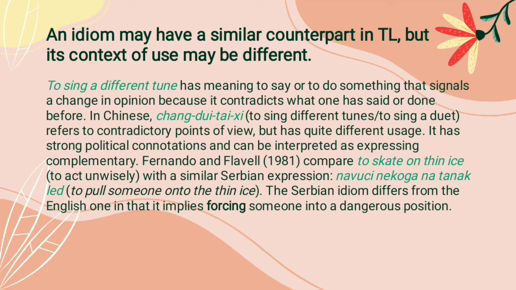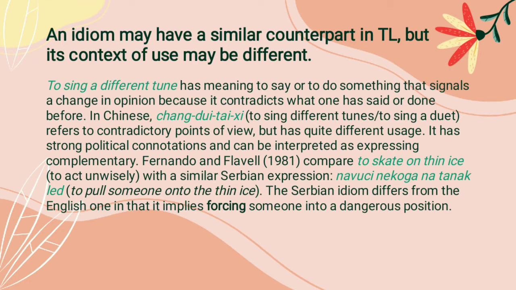Number 2. An idiom may have a similar counterpart in the target language, but its context of use may be different. To sing a different tune, for example, means to say or to do something that signals a change in opinion because it contradicts what one has said or done before. In Chinese, we have "to sing different tunes" or "to sing a duet." It refers to contradictory points of view, but has quite different usage. It has strong political connotations and can be interpreted as expressing complementary.